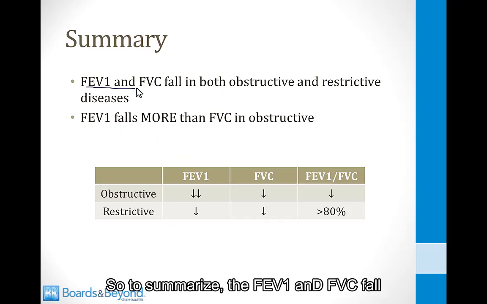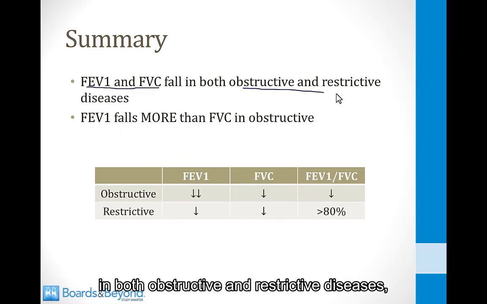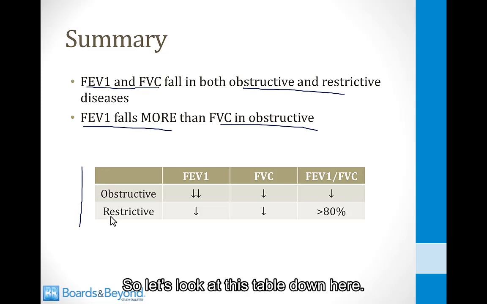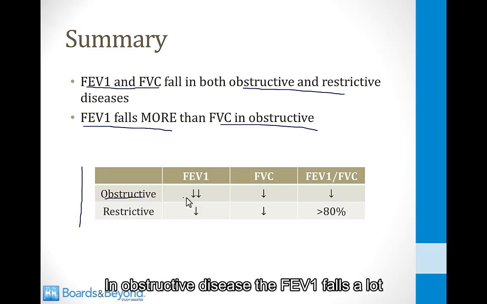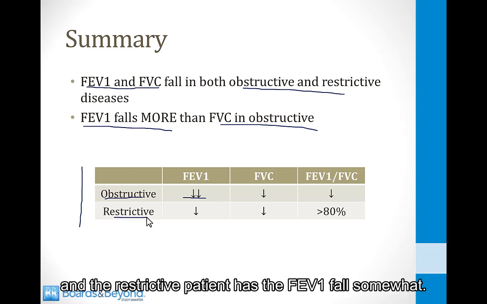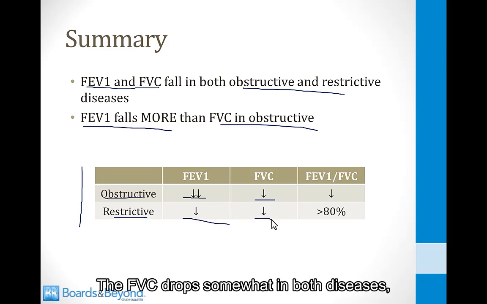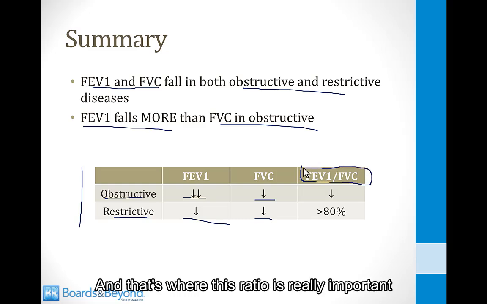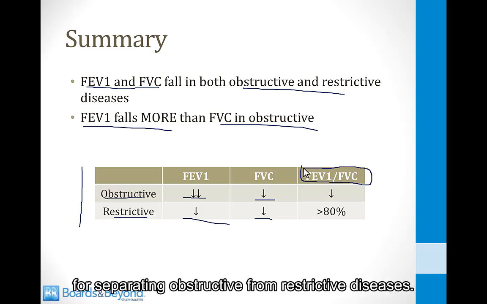So to summarize, the FEV1 and FVC fall in both obstructive and restrictive diseases, but the FEV1 falls more than the FVC in obstructive. So let's look at this table down here. In obstructive disease, the FEV1 falls a lot, and the restrictive patient has the FEV1 fall somewhat. The FVC drops somewhat in both diseases, and this is going to have a major impact on the ratio, and that's where this ratio is really important for separating obstructive from restrictive diseases.